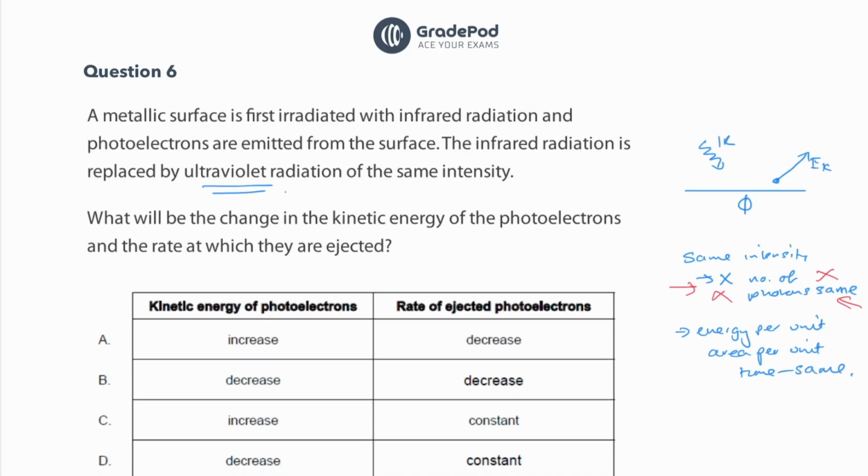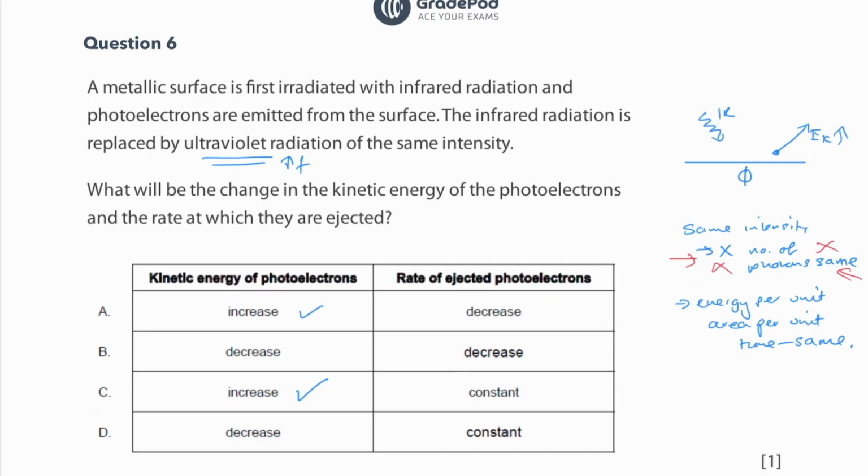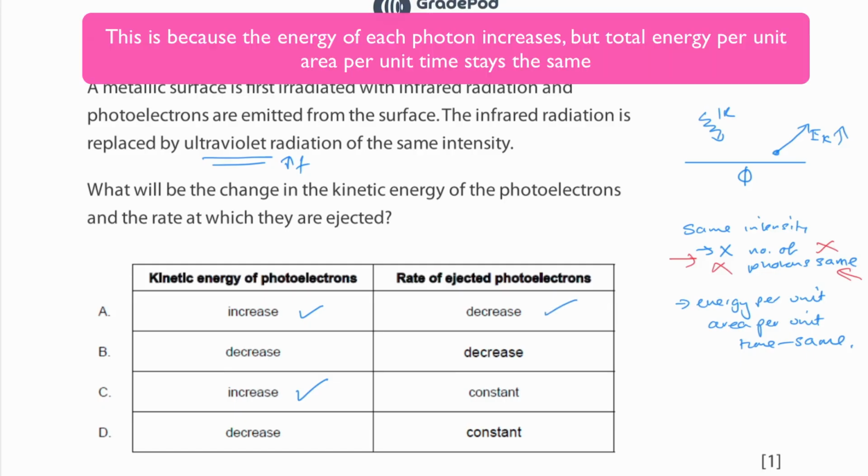But the frequency is increased because it's ultraviolet radiation. Let's just go to the kinetic energy of the photoelectrons first. That's going to increase, so it's going to be A or C. The rate of photoelectrons ejected is actually going to decrease because the intensity, or the energy per unit area per unit time, stays the same, but the frequency has increased. So our answer is A.